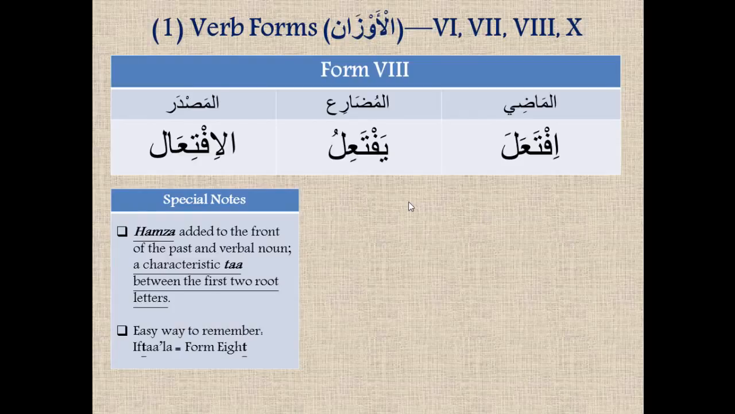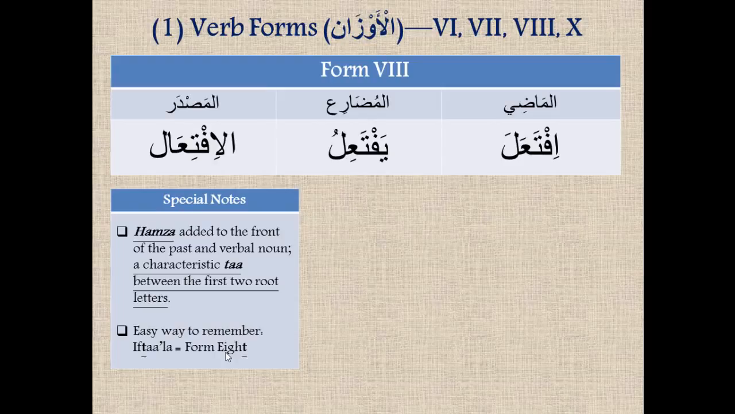So smack in the middle of the verb, we find a ta. Ifta'ala yafta'ilu al-ifti'al. So this is the more important of the two characteristics, because we find it in the mudari' as well. It's basically present in all three cases. An easy way for us to remember Form 8 is that this ta gives us a t sound, ifta'ala, and that corresponds to the t sound in English, Form 8.